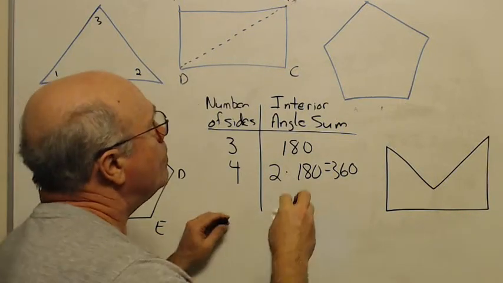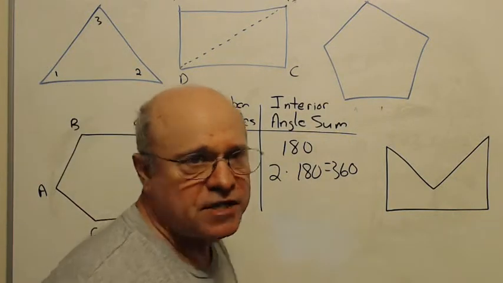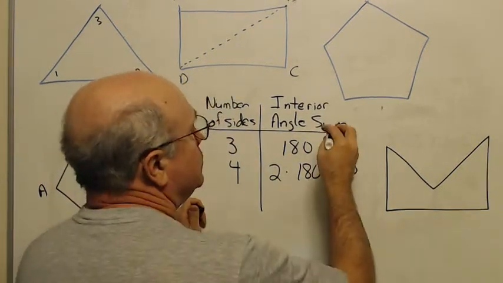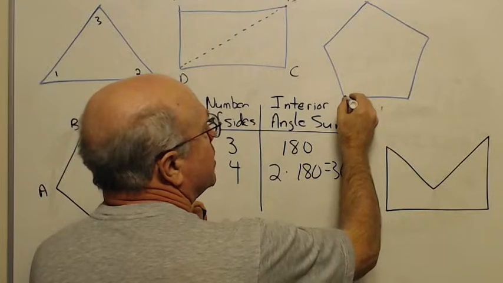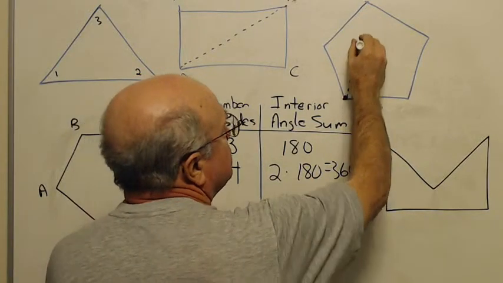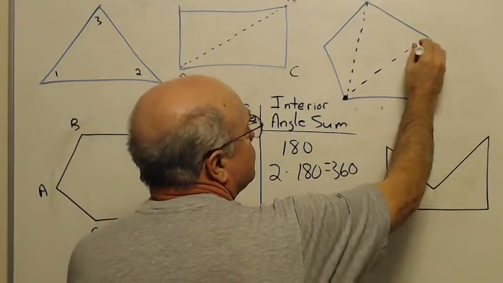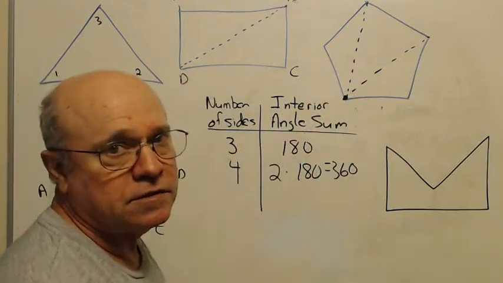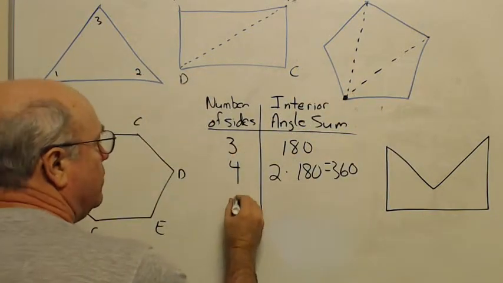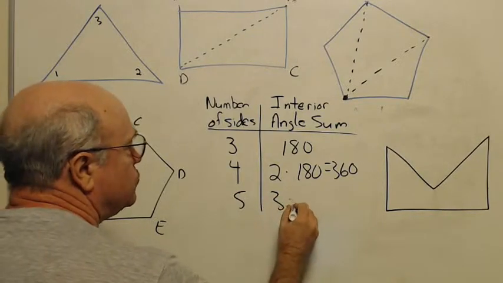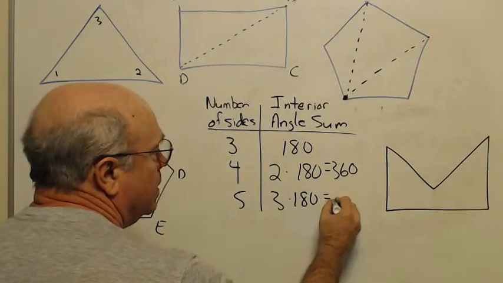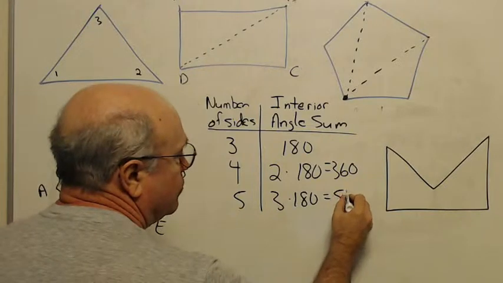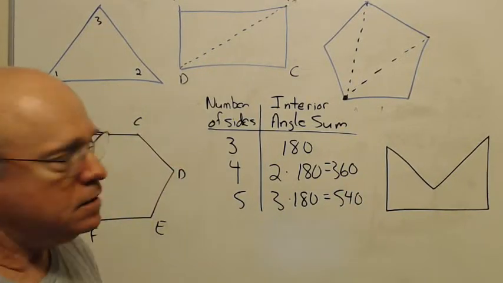A pentagon, that's 5 sides, I can do the same thing. Let's pick this vertex here and connect it to that vertex and that vertex. I've divided this into 3 triangles. So when I have 5 sides, I can get 3 triangles times 180, and that's 540 degrees.